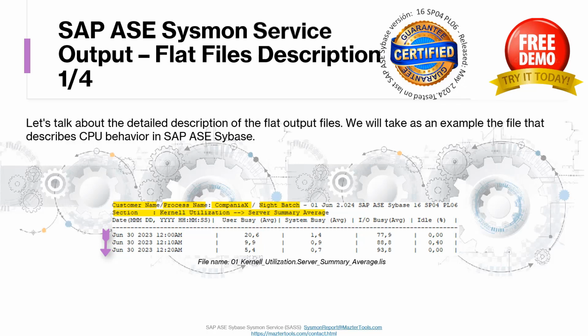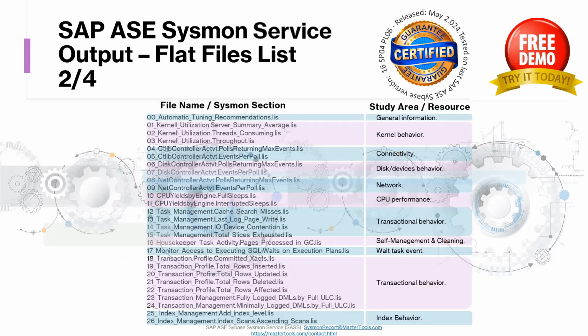Each output of each flat file will be displayed according to the situation. For example, there will be situations where the idle % column does not apply, so it will not be displayed. The flat files that are delivered cover the most relevant items of SAP ASE Sybase behavior, including automatic recommendations, kernel behavior, connectivity, disk and network behavior, CPU performance, transactional behavior, self-cleaning, wait event studies, transactional behavior and indexes.